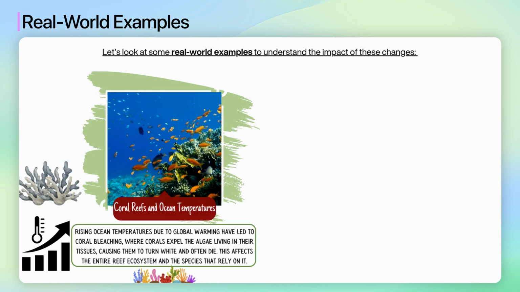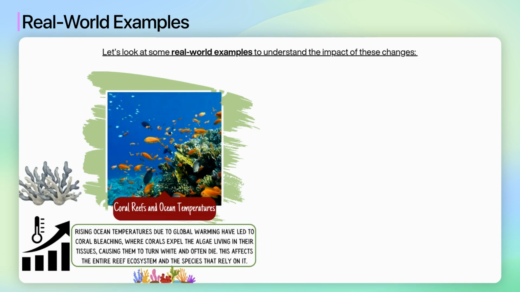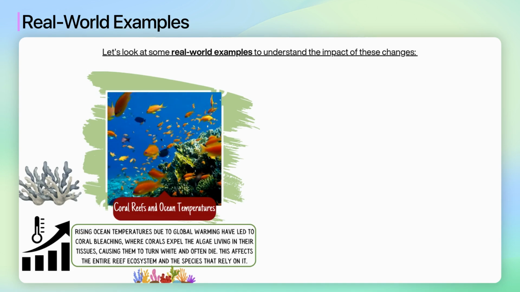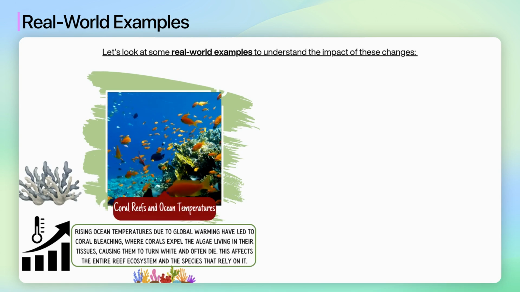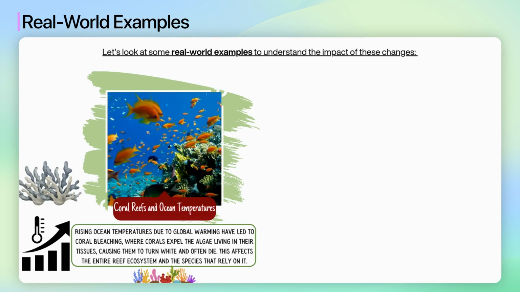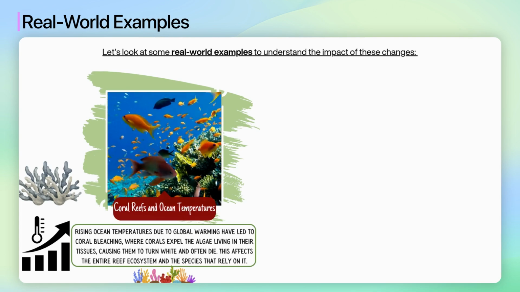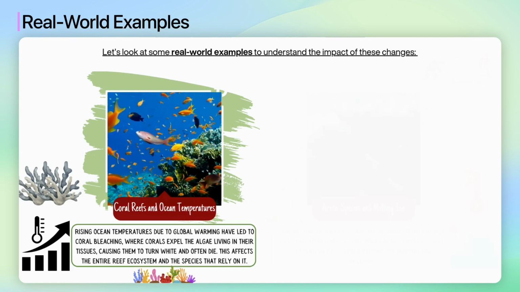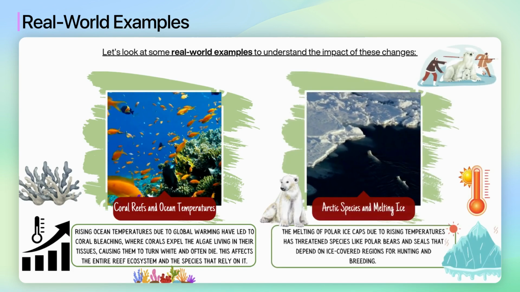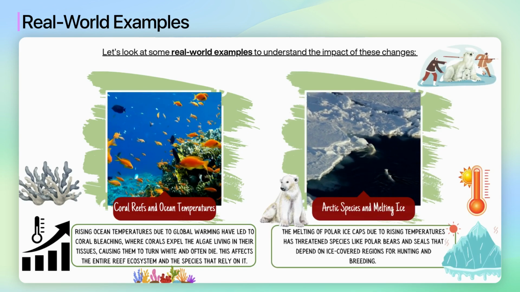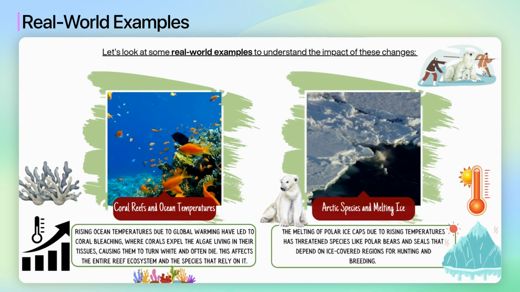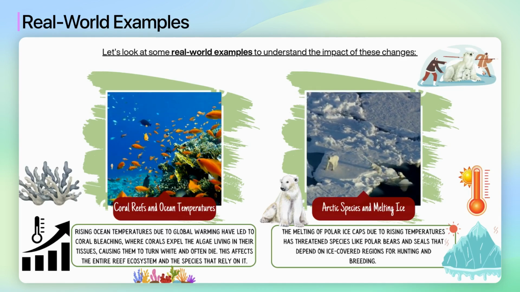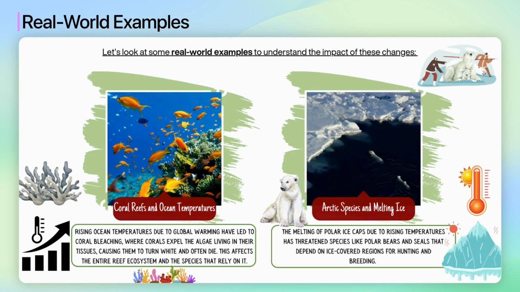Coral reefs and ocean temperatures. Rising ocean temperatures due to global warming have led to coral bleaching, where corals expel the algae living in their tissues, causing them to turn white and often die. This affects the entire reef ecosystem and the species that rely on it. Arctic species and melting ice. The melting of polar ice caps due to rising temperatures has threatened species like polar bears and seals that depend on ice-covered regions for hunting and breeding.